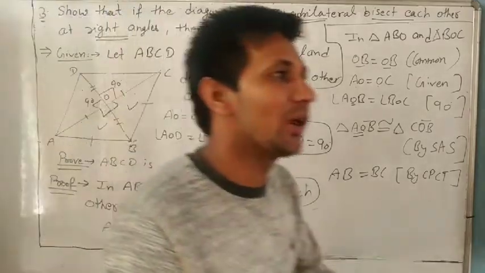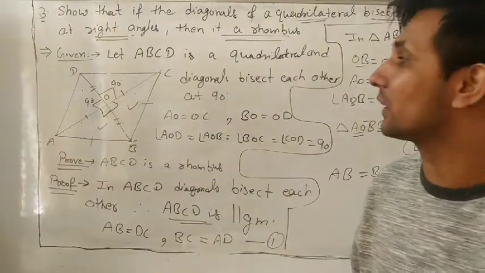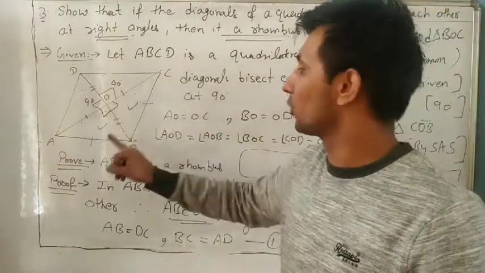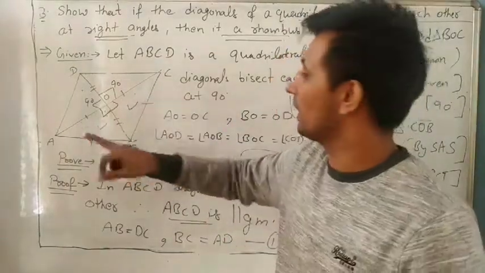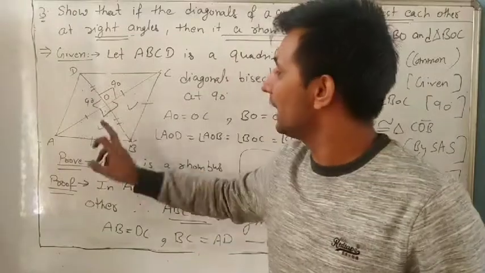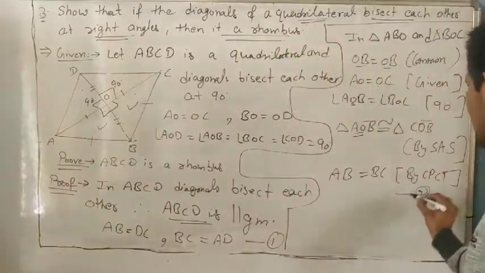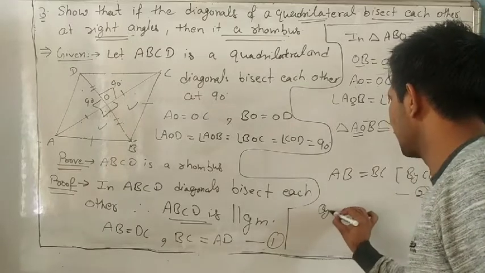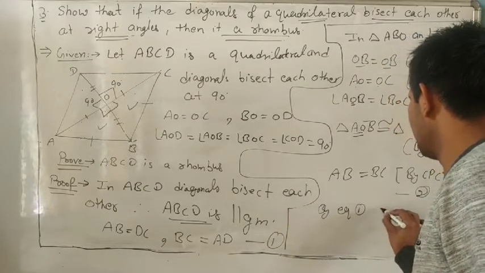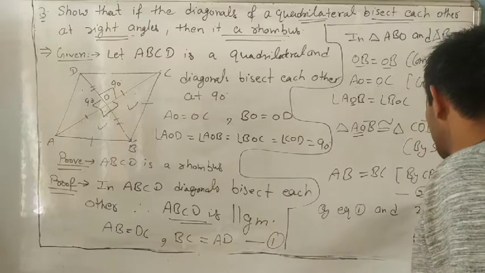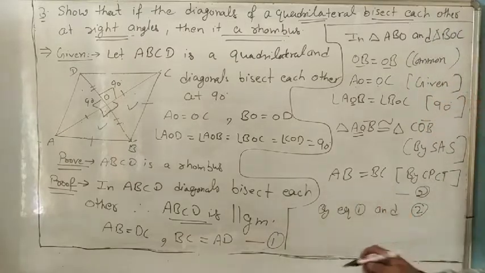But we want to prove that it is a rhombus, which means all sides are equal. So we have to prove that AB equals BC, also AB equals AD, also AB equals DC. So it is equation 2. So you can write by equation 1 and 2. What can we write? Equations 1 and 2. What can you say from that?